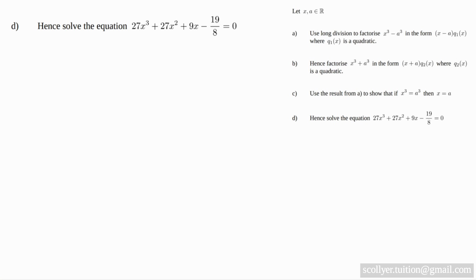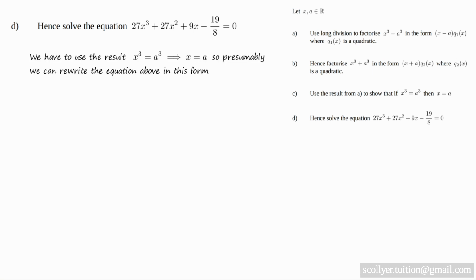Part D. Hence solve the equation 27x³ + 27x² + 9x − 19/8 = 0. And since this is a hence question, we must use the result from part C to solve the equation. Now, since we have to use the result x³ = a³ implies x = a, that seems to imply that we can write the equation above in that form, although it's not immediately obvious how we will do that.